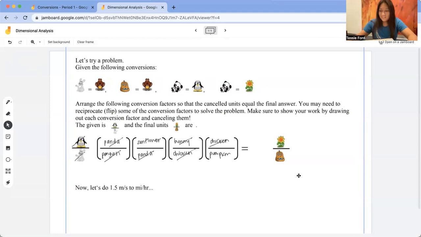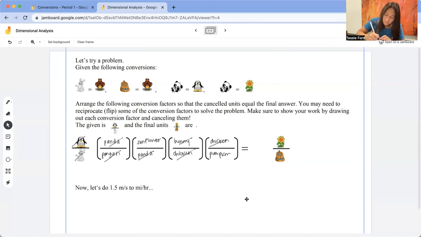Last one, and then you guys get to work together. So let's do 1.5 meters per second, and we want to convert that into miles per hour using dimensional analysis. What's the first step? I wish I had my sticks, then I would call on you guys, but it's okay. Always start with the given first. And again, I like to do the picket fence box way.